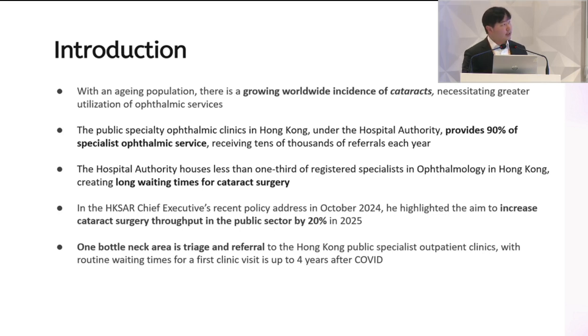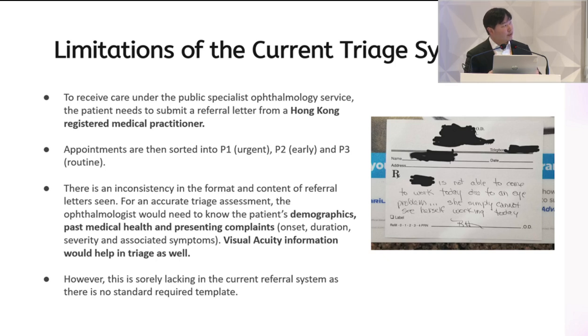The worldwide incidence of cataracts is increasing, and it's burdening our public healthcare system, because 90% of our patients in Hong Kong seek public care, but that's only taken up by 1/3 of our eye doctors. So we have a screening and triage program. It requires referral from a medical practitioner, but it's designed to rule out patients with irreversible blindness, such as retinal detachment, uveitis and endophthalmitis. It's not very good at helping patients who have reversible blindness like cataracts.